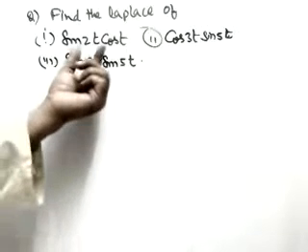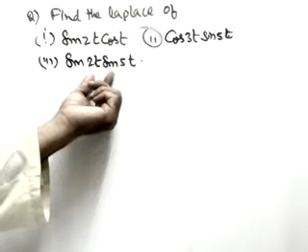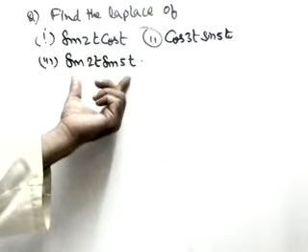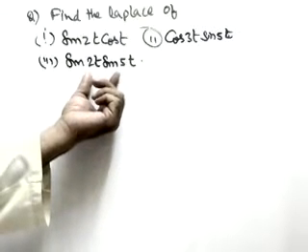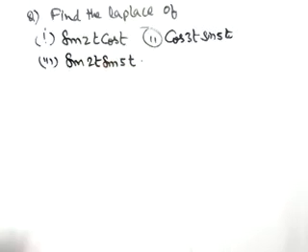Now you see on the board, find the Laplace of sine 2t into sine 5t. You see here, this is in the product form. We have to separate this one, then only we can use the formulas. The formulas can be applicable only if this is separated. This is in the product form, so you cannot use the formulas.